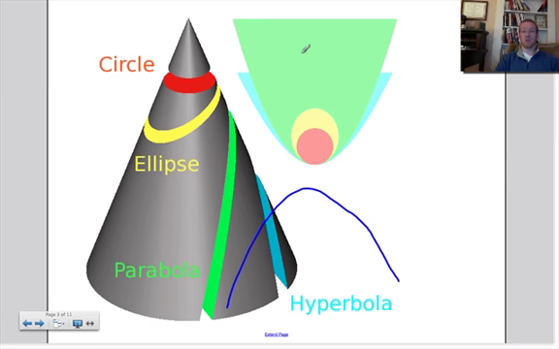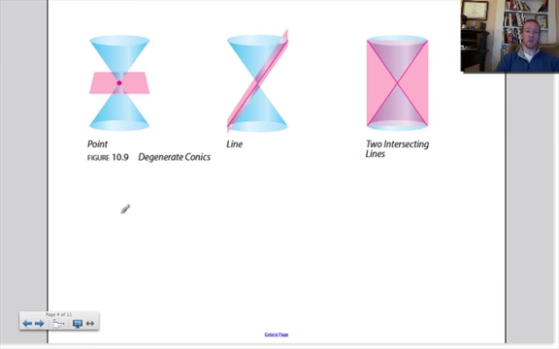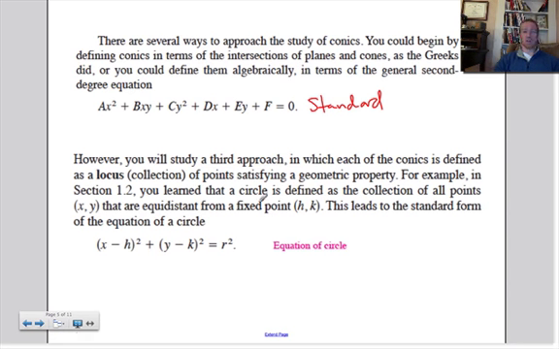We're not going to do a lot or require you to build these or be able to graph these in space or anything. But this is where we get the term conic section. We're also going to talk about them algebraically. So these are some degenerate conics. Basically, if you slice it right here, you get a point. Slice it right along the edge, you get a line. If you were to cut them in half, you just get the intersection of two lines. So those are less interesting conic sections.